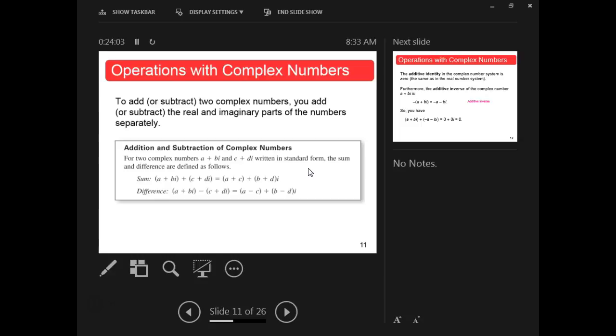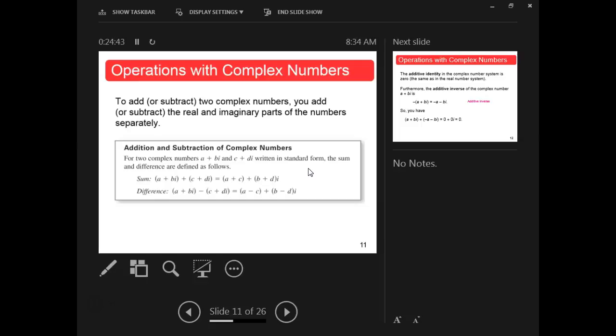Okay, so addition or subtraction of complex numbers. For two complex numbers, a plus bi and c plus di, written in standard form, the sum and the difference are as follows. If you're adding two complex numbers, add the real parts, add the imaginary parts, and you get, in standard form, a real part plus a real times i. That's your imaginary part. The difference works a similar way: a plus bi minus c plus di gives a minus c plus b minus d times i, just like you would expect.